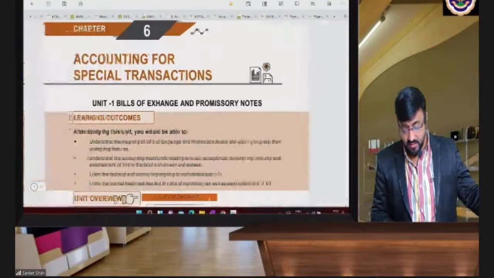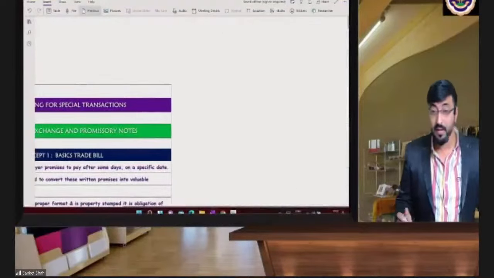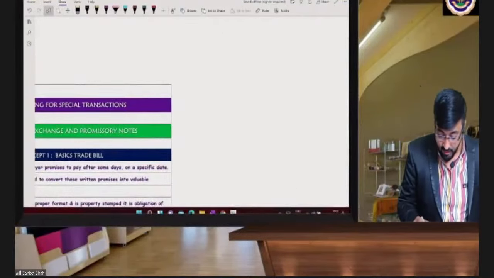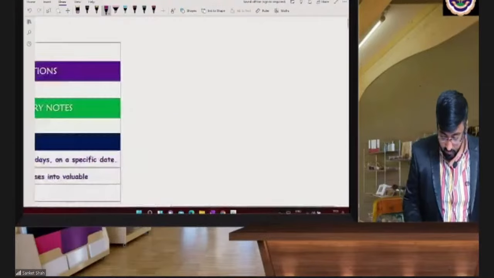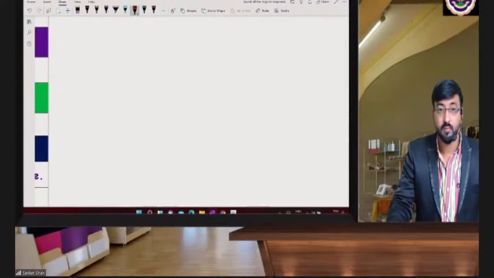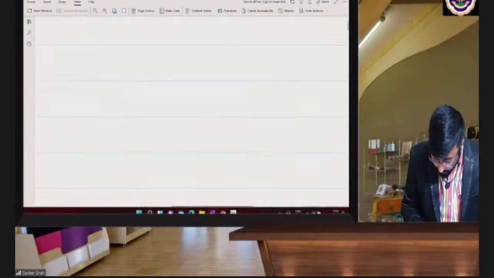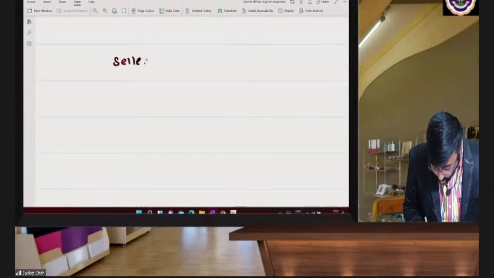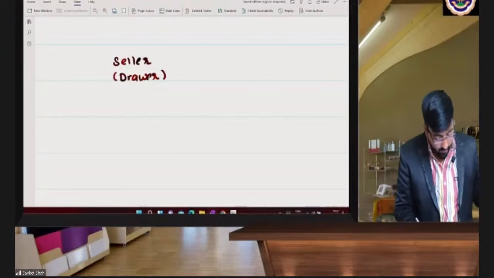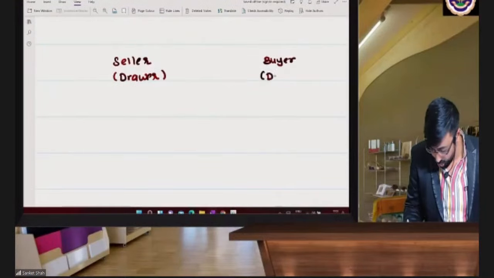Let's understand it quickly. In a bill of exchange, if you remember, there are two parties, drawer and drawee. So let's have a revision first. Drawer and drawee. Seller means drawer. Understand it fast. Seller is a drawer and buyer is a drawee.